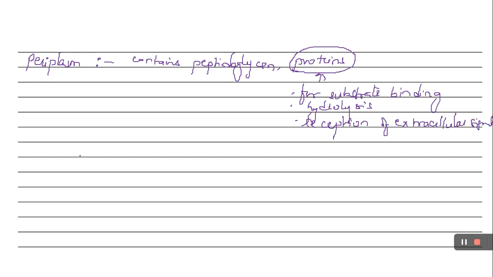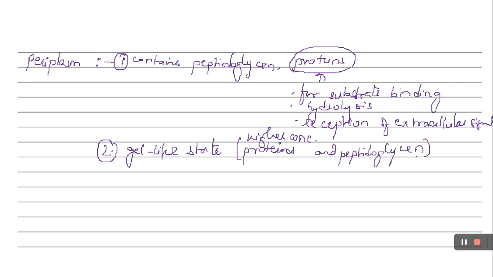And what is the chemical nature of the periplasm? It has a gel-like state due to the higher concentration of proteins. So number one, they contain peptidoglycan and some proteins, and they are in a gel-like state due to the higher concentration of proteins and peptidoglycans.